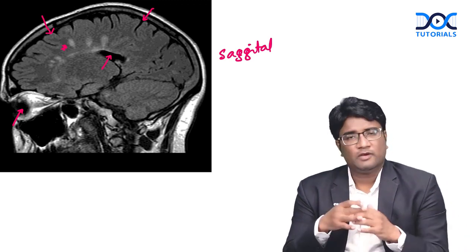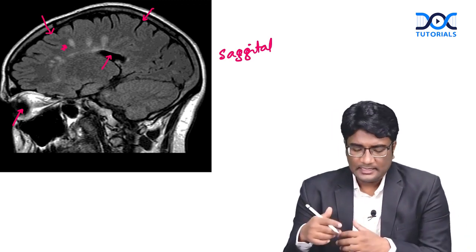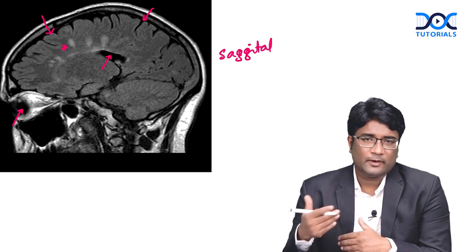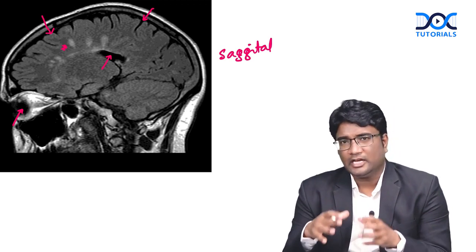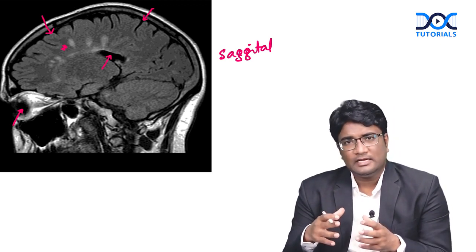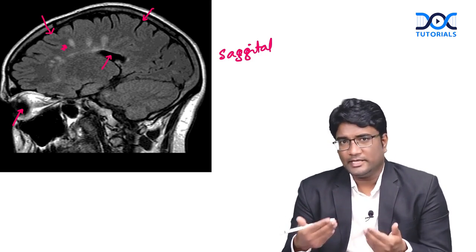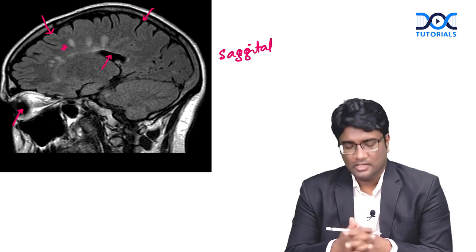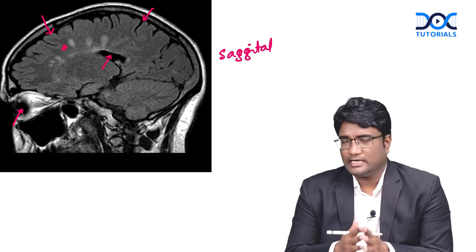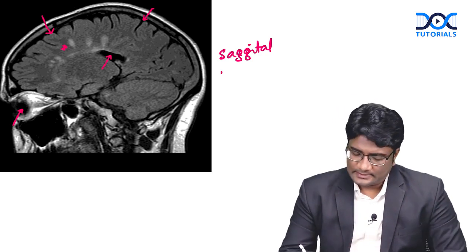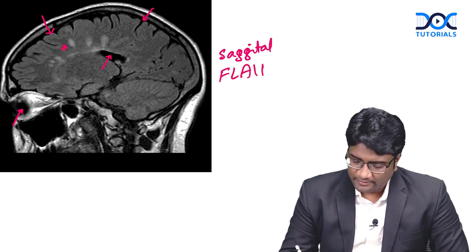So this is not a T1 weighted image because the outer gray is appearing whiter and white matter is darker. In T1 weighted image, you should have a white matter which appears white and gray matter which appears gray. They go by their name in T1 weighted imaging. So this is not a T1 weighted image. This is a sagittal FLAIR MRI.